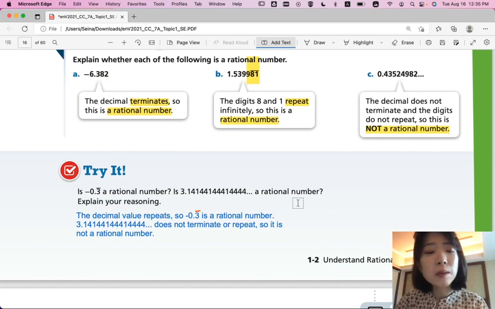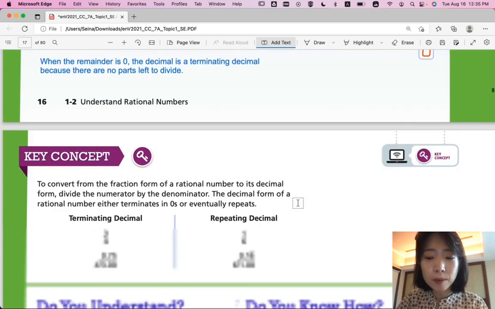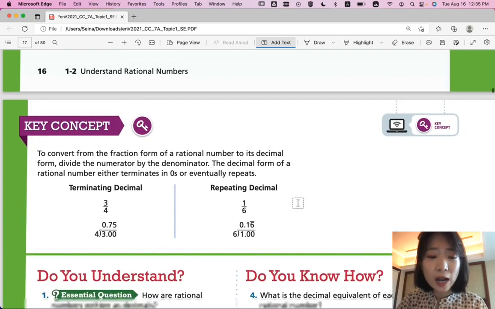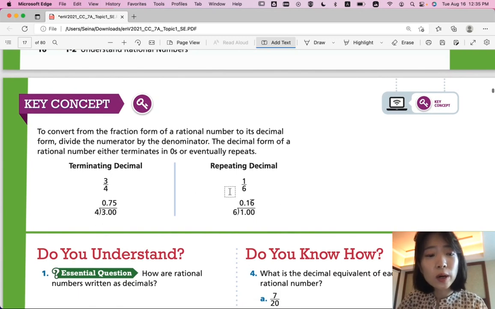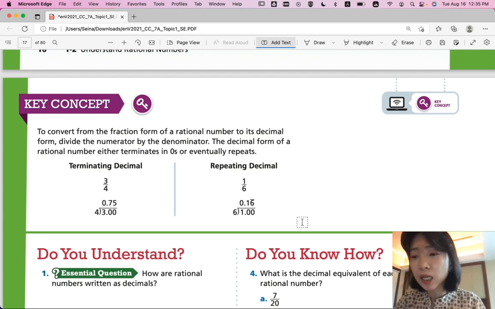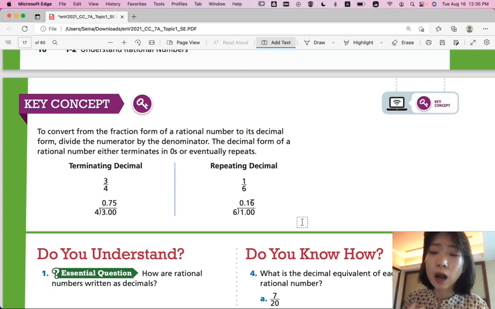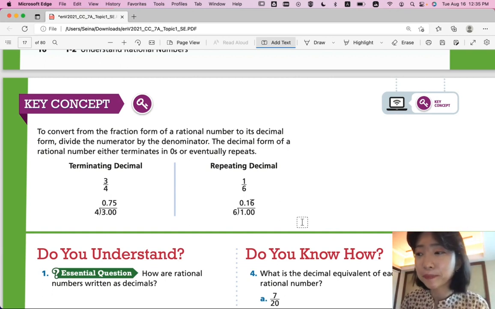Okay, keeping that in mind, let's wrap up our lesson. So, to convert from the fraction form of a rational number to its decimal form, you're going to divide the numerator by the denominator. You literally divide 3 by 4 and 1 by 6 to get the decimal form. The decimal form of a rational number either should terminate in zeros or eventually repeat. If it's neither of those, it cannot come from a fraction. It cannot be written as a fraction, so it's not a rational number.